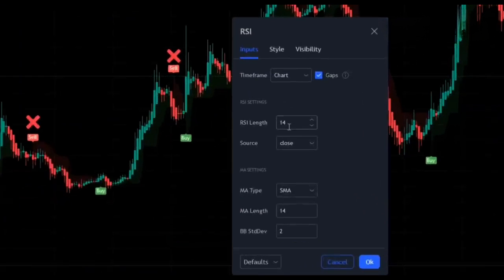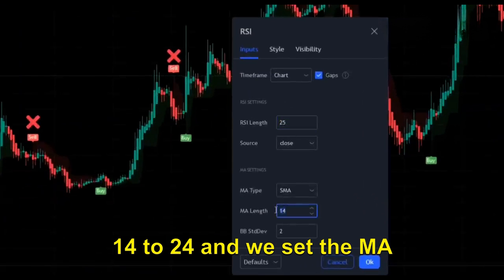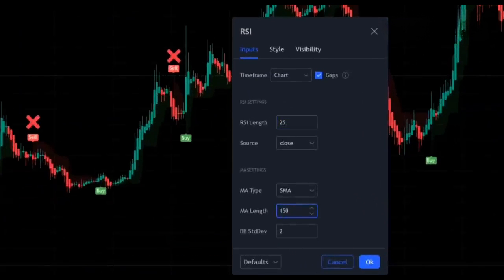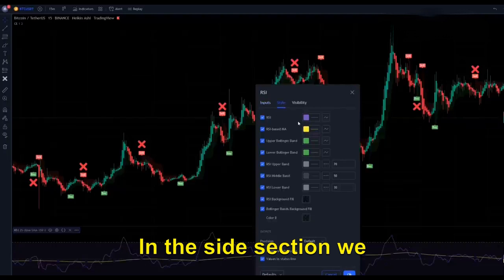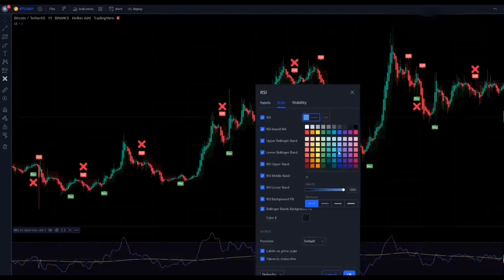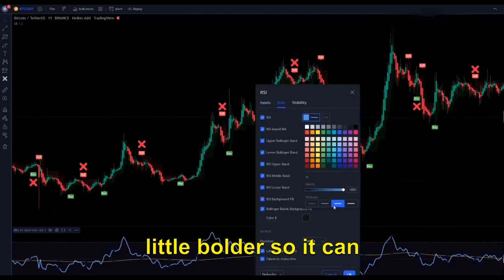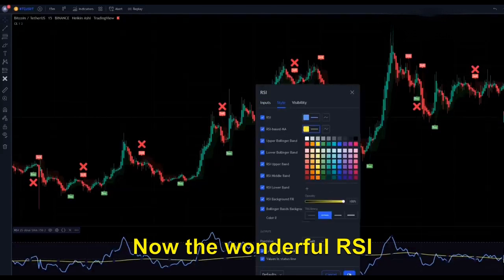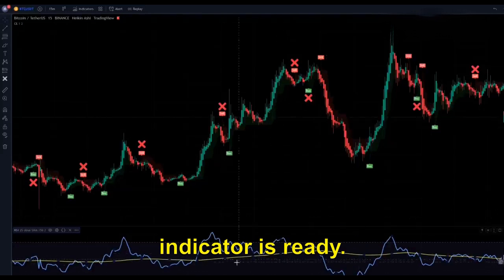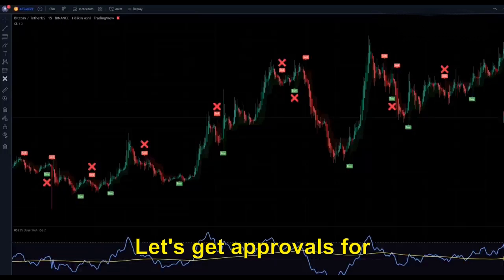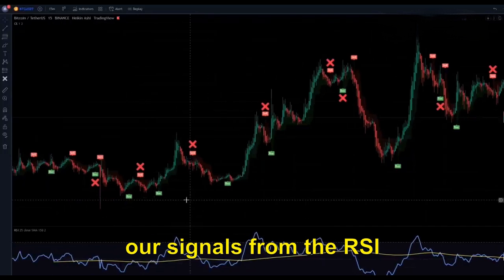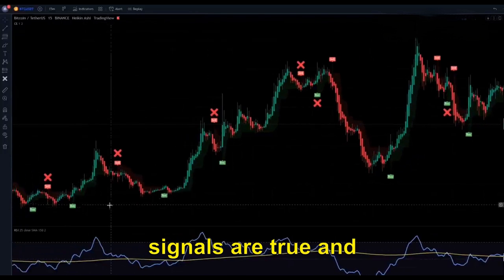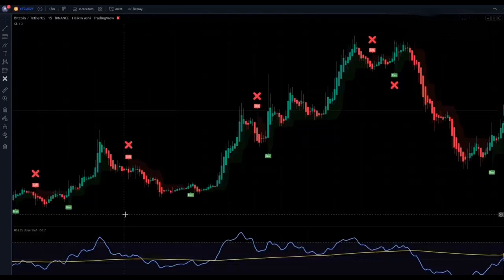We change the number 14 to 24 and we set the MA length to 150. In the style section, we set the color of RSI to blue and we make it a little bolder so it can be seen more clearly. Now the wonderful RSI indicator is ready. Let's get approvals for our signals from the RSI and let's see which signals are true and which are false.